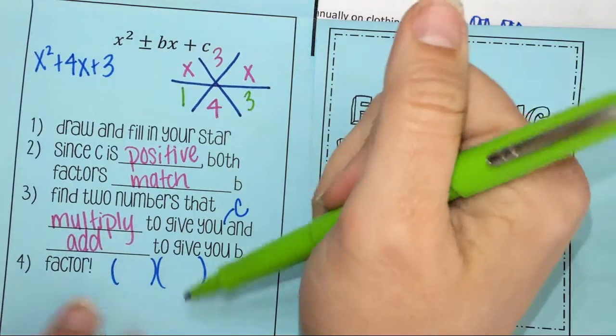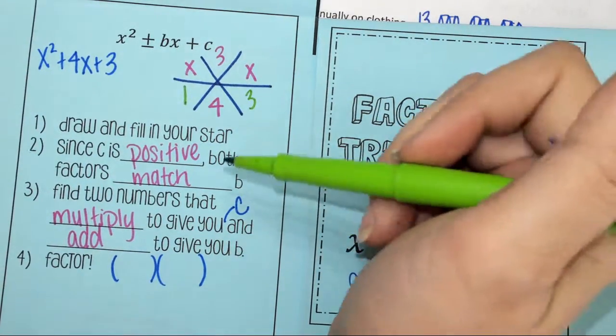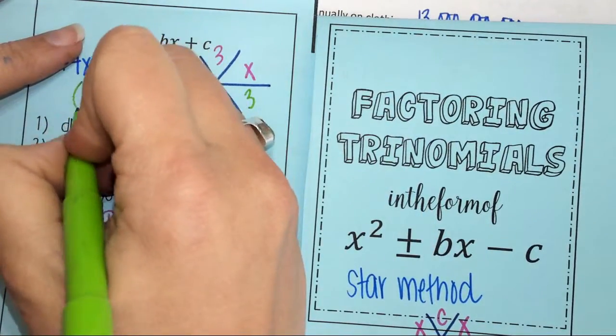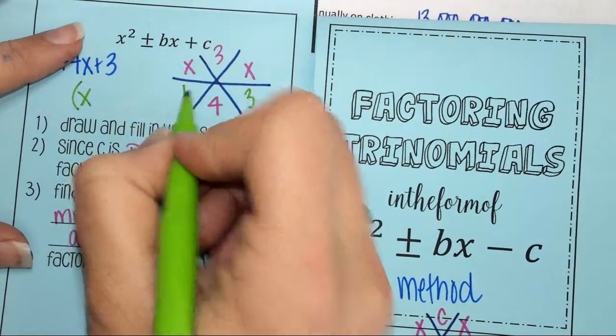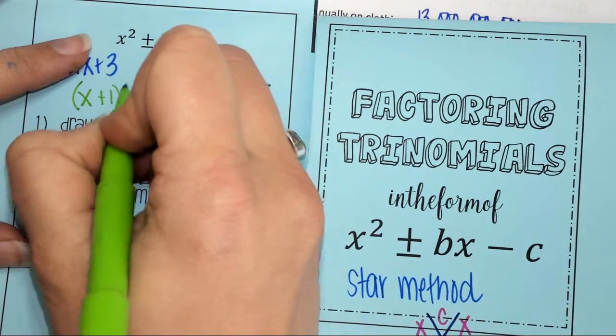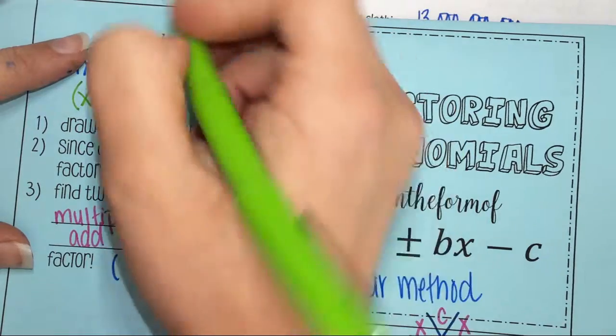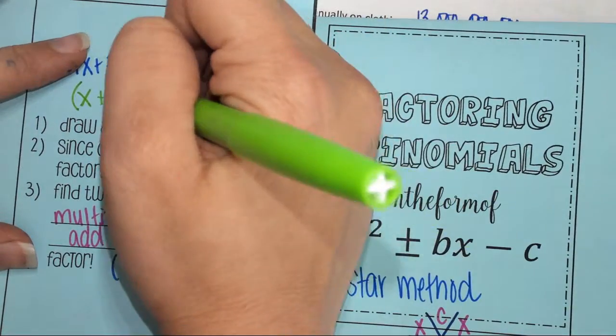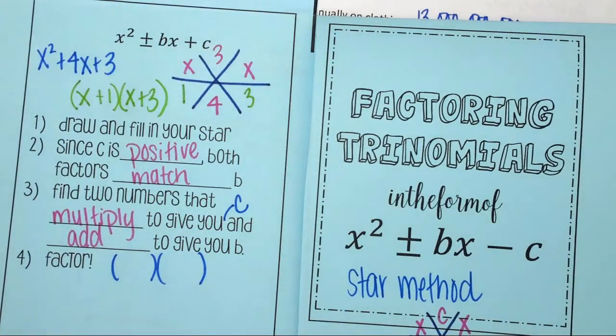And then the last step is factor, so we put it in parentheses. Now whatever's on top goes at the beginning of your parentheses, and then it's a positive 1, so you write plus 1. Whatever's on top right here goes in the front of your parentheses, and then you write plus 3 because it's positive. And you're done.